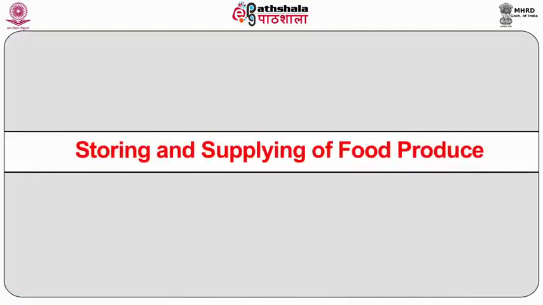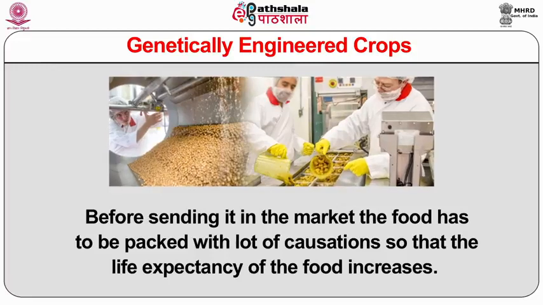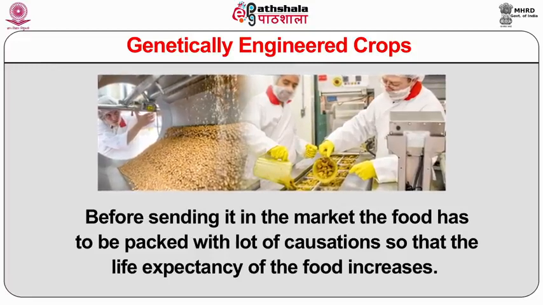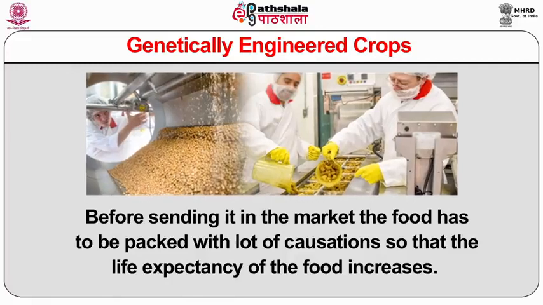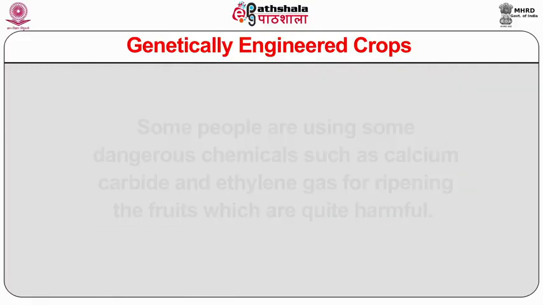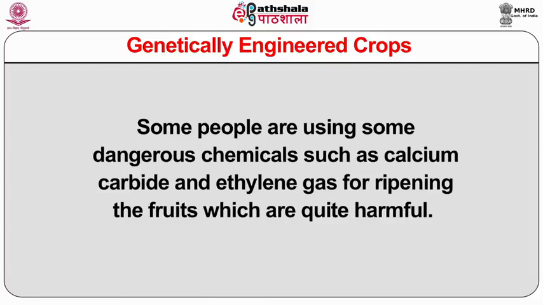Now, we will discuss storing and supplying of food produce. The next step is that we need to either sell our produce directly in the market or we can keep it in well-equipped stores for future use. Before sending it to the market, the food has to be packed with a lot of caution so that the life expectancy of the food increases. Some people are using dangerous chemicals such as calcium carbide and ethylene gas for ripening the fruits, which are quite harmful. The warehouse ought to be located in hygienic surroundings.